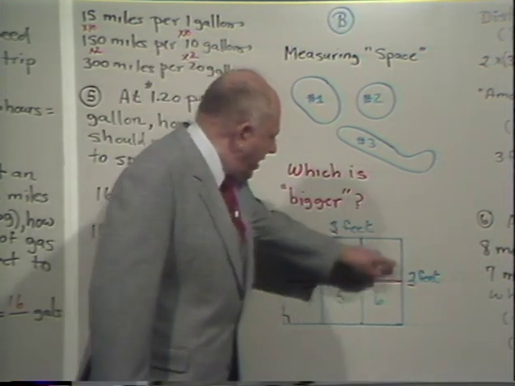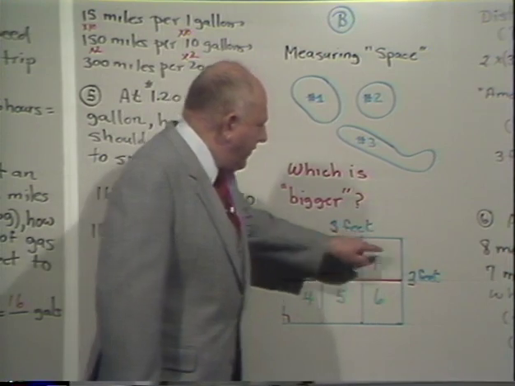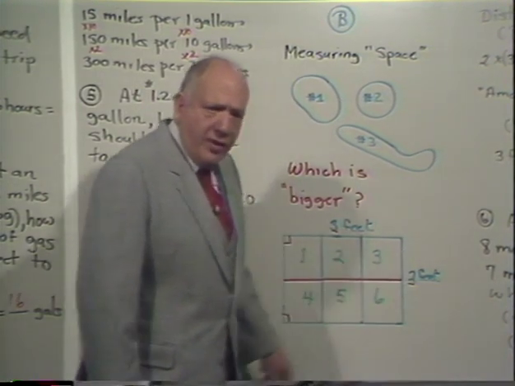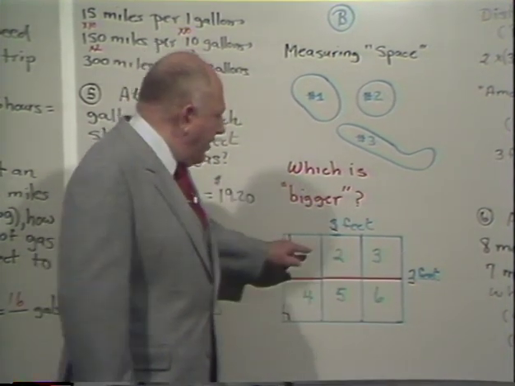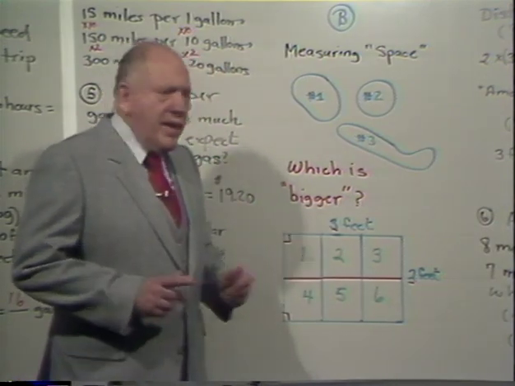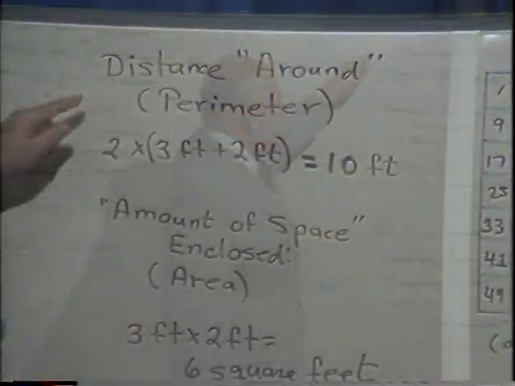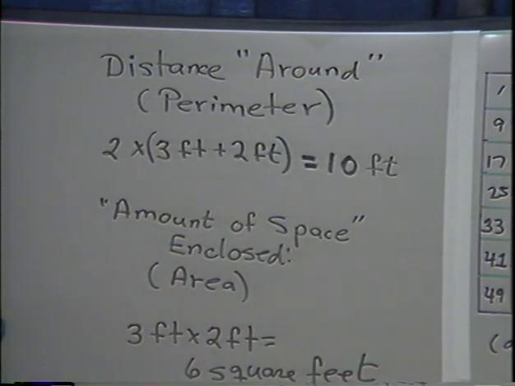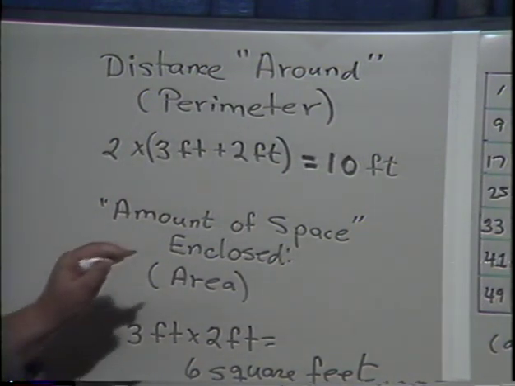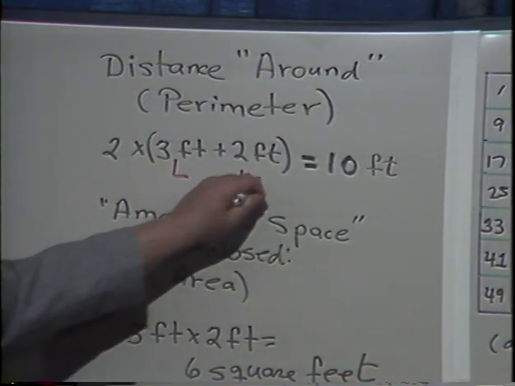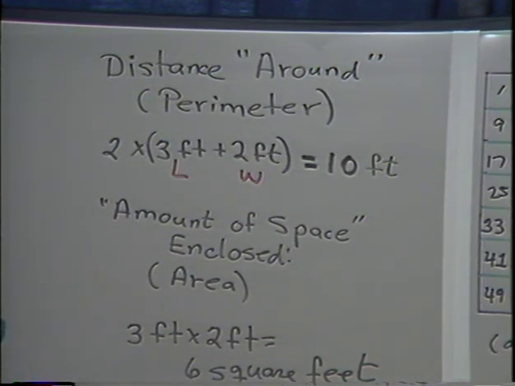See, the perimeter here would be 10 feet. 3 feet plus 2 feet is 5 feet. Then you double that, that's 10 feet. The area is 6 square feet. And let me just review that for you. The distance around the rectangle is called the perimeter. And to find the perimeter, you add the length and the width and multiply that by 2.